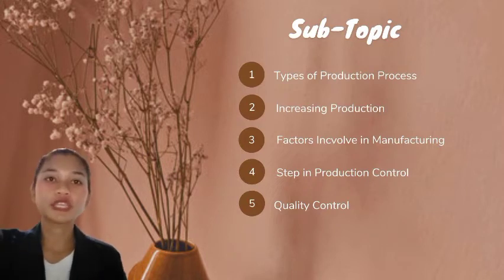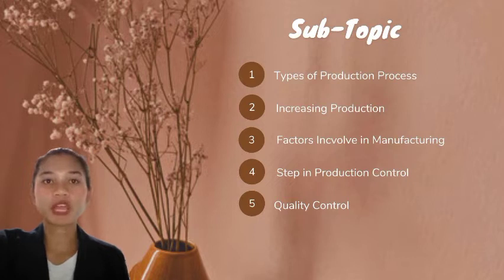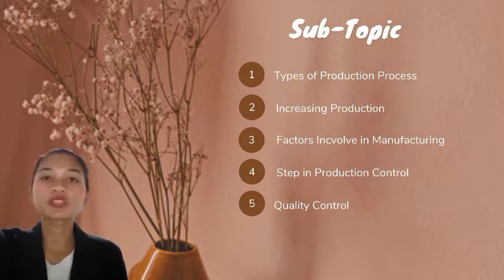So the learning objectives. At the end of the topic, the listener must be able to learn the types of production process, to know the increasing process, to understand the factors involved in manufacturing, and the last is to understand and to know the steps in production control and the quality control.